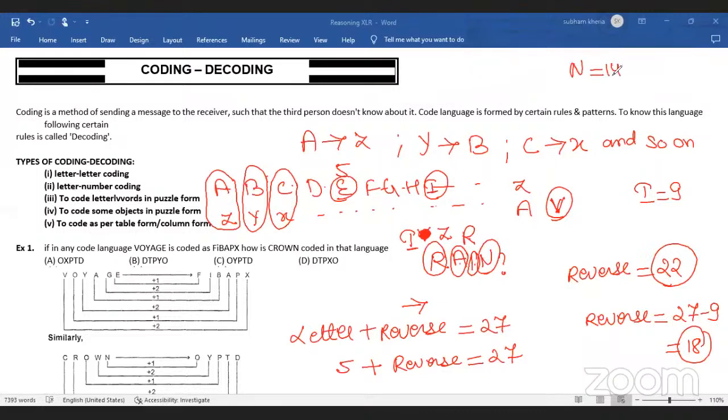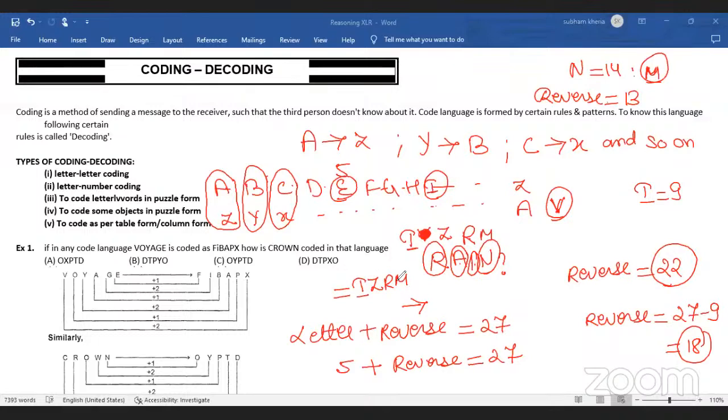The number for N is 14. So the reverse for N will be 27 minus 14, that is 13. 13 means just before N. What is the letter just before N? It is M, right? It is M. All of you please reply, okay? We'll have an interactive session here. So the letter before N is M. So the code of N will be M. That is, our answer is IZRM.